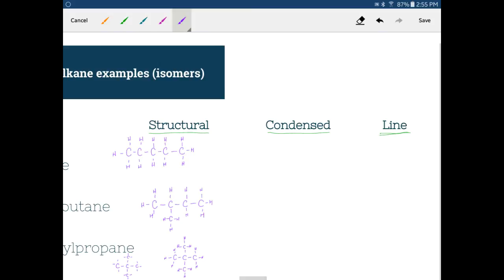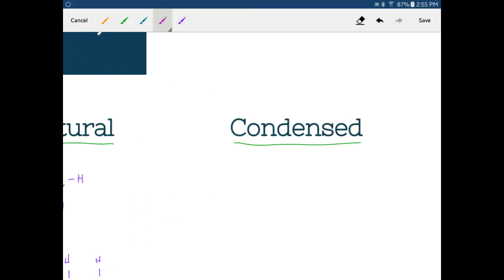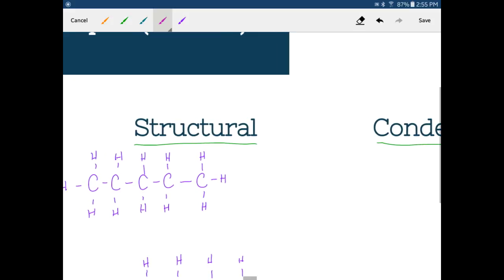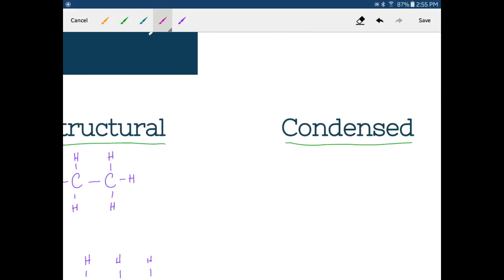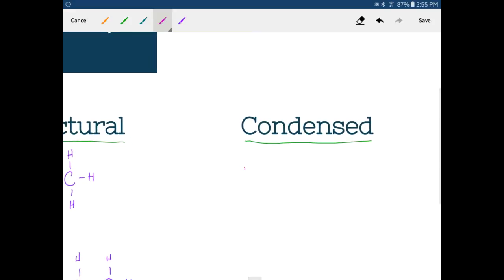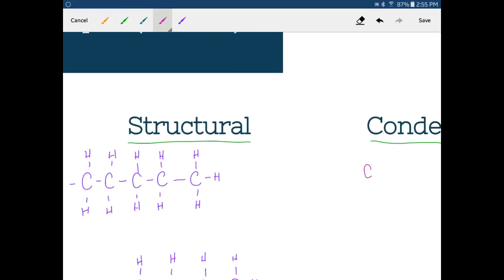Okay, so there's our structural formulas for these three molecules. So then let's look at condensed formulas. Essentially what we do for a condensed formula is write down each atom and the adjacent atoms that are attached to it. So what I mean by that is we're going to take a look at each carbon individually and the hydrogens that are attached to that. So for pentane, I would have C, and around that carbon I have 1, 2, 3 H's, so I have CH3.